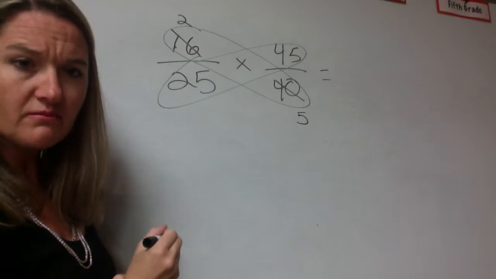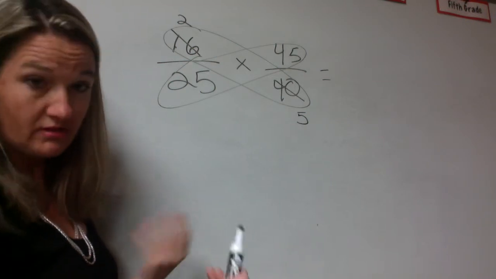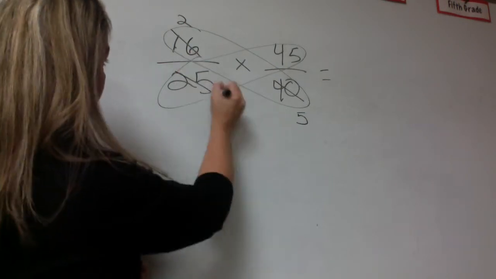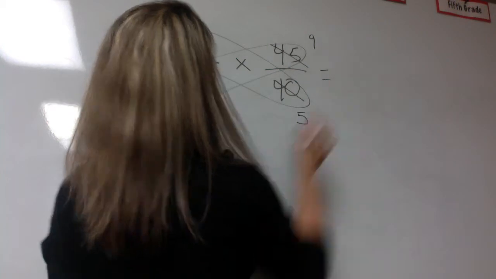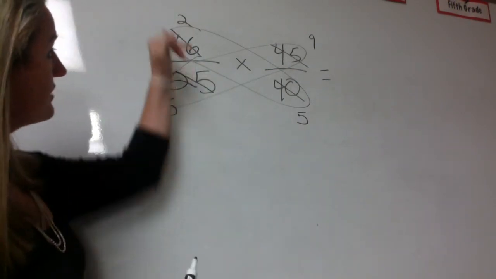Do they have any factors in common? Yeah, they have the number 5. How many 5s go into 25? 5. How many 5s go into 45? 9. All right, well now I've got 2 times 9.